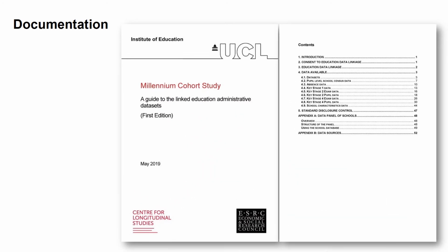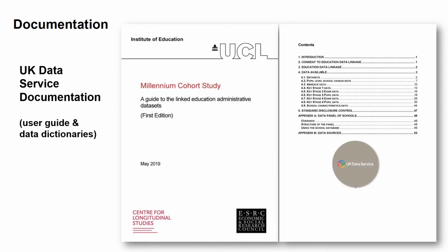The material in this presentation is intended to accompany the user guide, Millennium Cohort Study: A Guide to the Linked Education Administrative Datasets. It can be downloaded from the UK Data Service website as shown by the link. The user guide is downloadable independently of the data access and covers in more detail the information included in this video. In addition, the UK Data Service also makes available data dictionaries for datasets under secure access. These are also downloadable from the same location as the user guide.